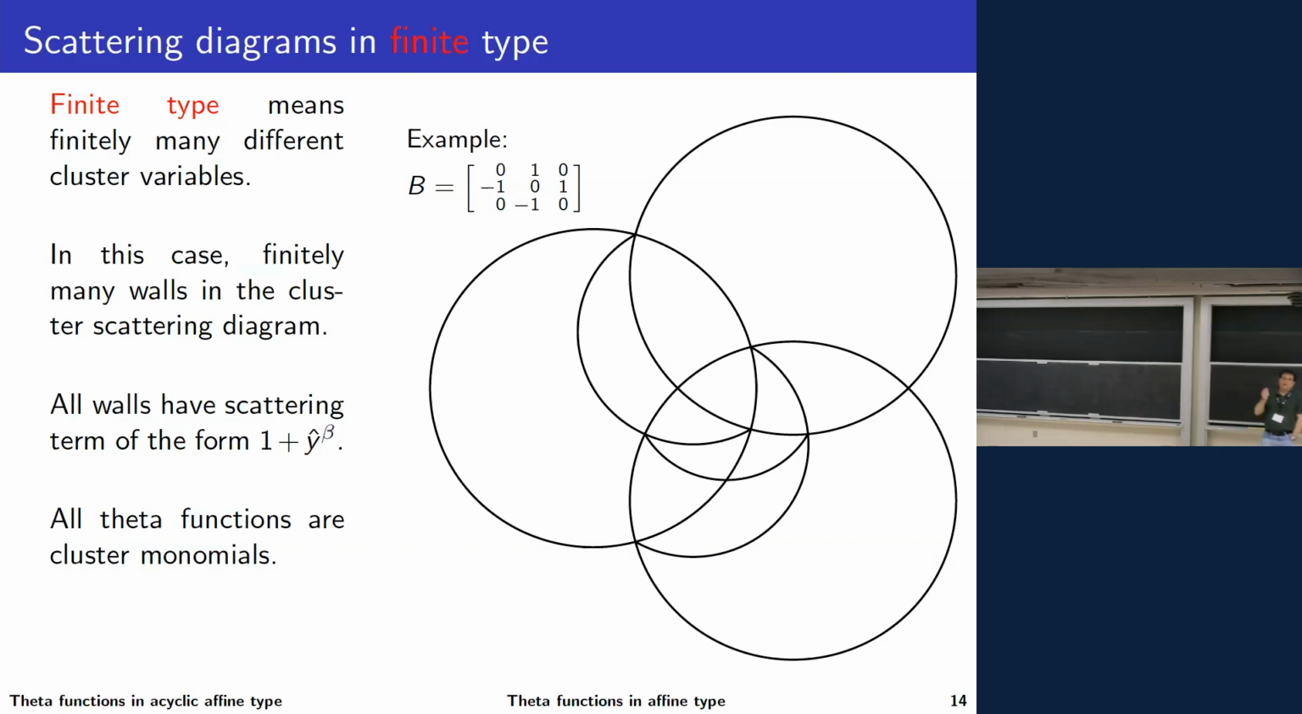That's probably an if and only if. That's got to be an if and only if. And all the walls have the simplest possible scattering term, and all the theta functions are cluster monomials because the G vector fan is everything. There's no theta functions outside the G vector fan.